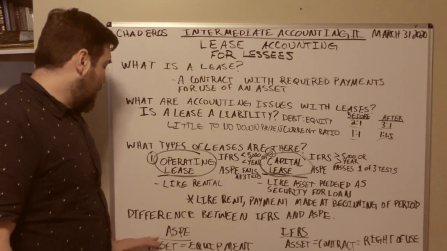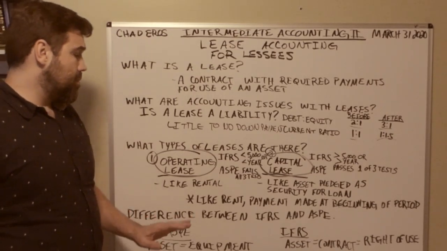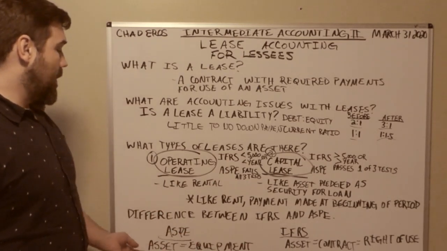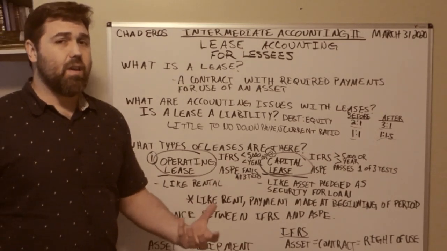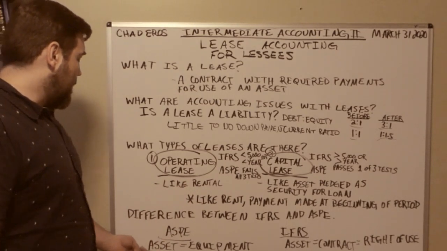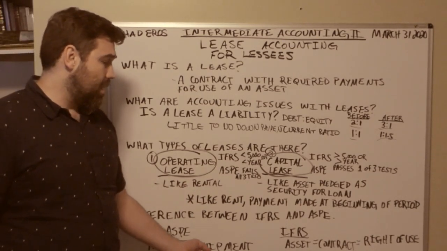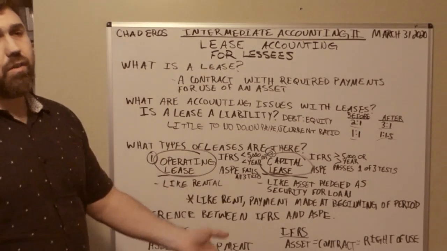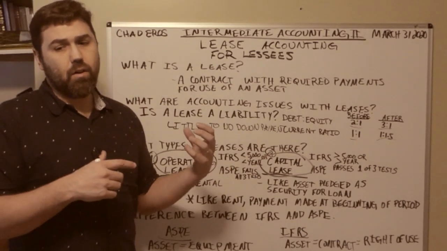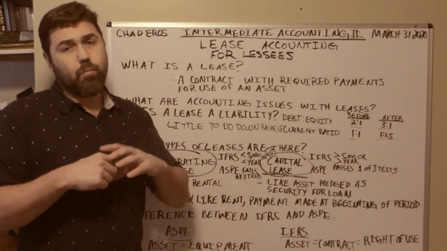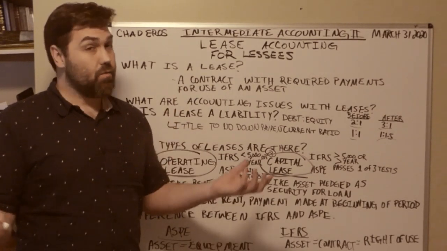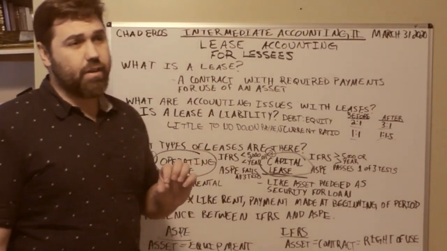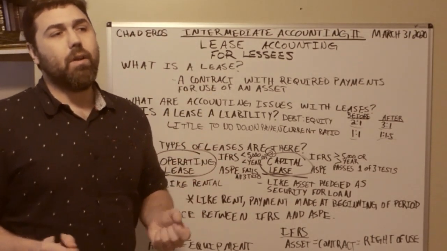Now, there's key differences between ASPE and IFRS regarding leases. I guess I could summarize the key difference in that under ASPE, the asset equals the equipment. Okay, so it's as if you purchased equipment and took it to your business premises and then you begin using it.